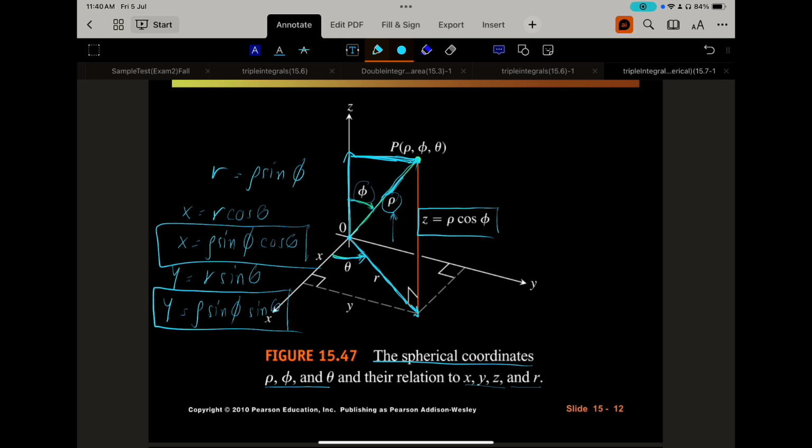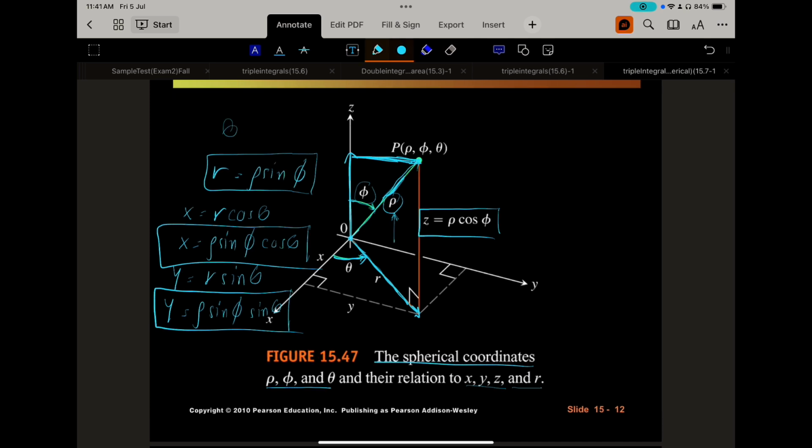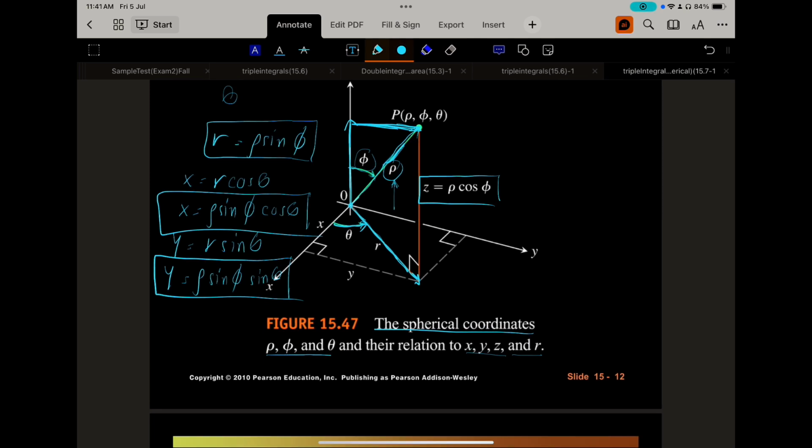With that we can convert from spherical to rectangular coordinates, and also we can convert to spherical coordinates easily. So we can relate r, and theta is just, we need to find a way to find theta. We're going to see how we can find theta here. Okay, so that's basically it.